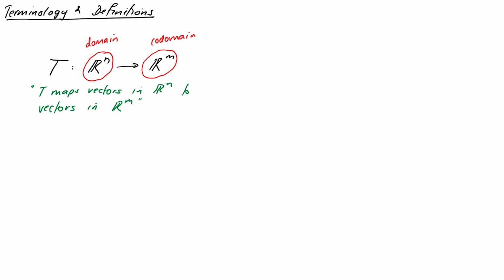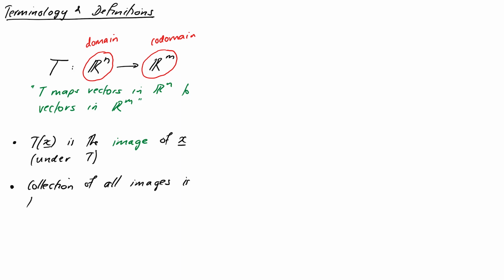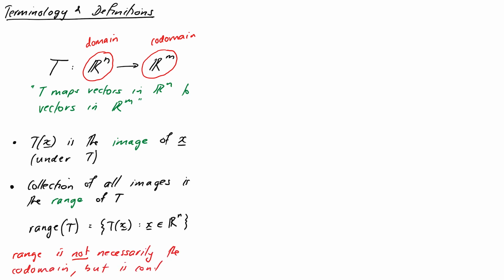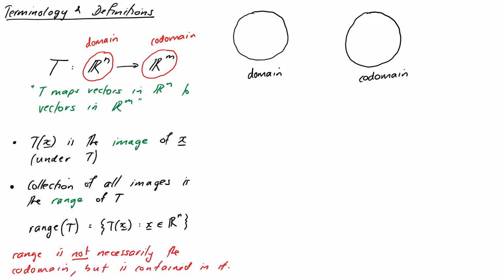Now when we map an individual vector x, we call T of x the image of x under T. And when we collect the images of everything in the domain together, the resulting set of all possible outputs is called the range of the transformation, which we can indicate in set notation as the set of all T of x's where x comes from our domain. Now the range is not necessarily the whole of the codomain, but it is definitely contained inside of it.